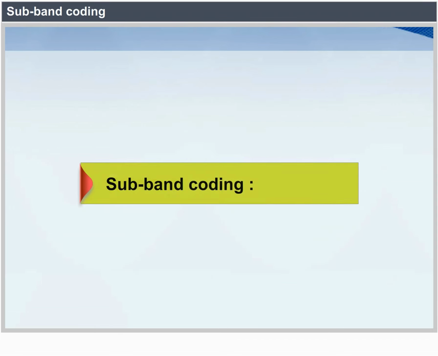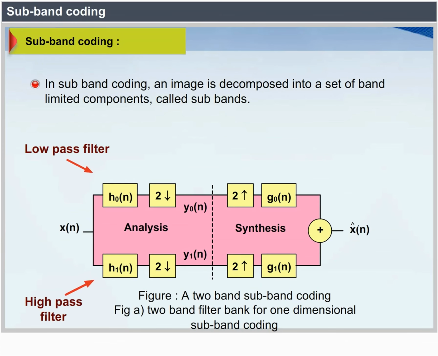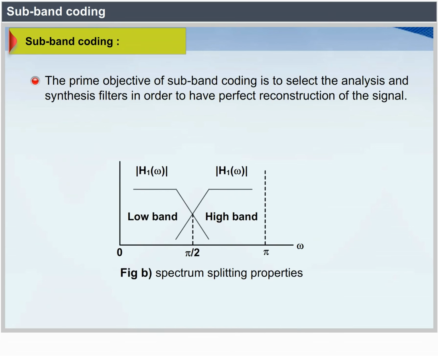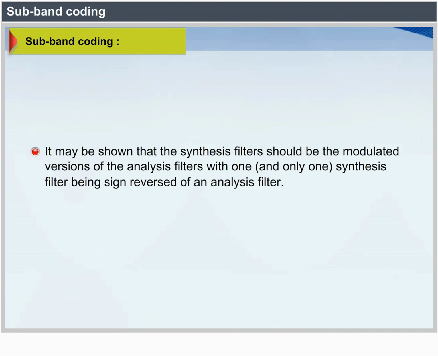Subband coding. In subband coding, an image is decomposed into a set of band-limited components called subbands. The figure shows a two-band subband coding, a two-band filter bank for one-dimensional subband coding. The goal of subband coding is to select the analysis and synthesis filters in order to have perfect reconstruction of the signal. It may be shown that the synthesis filters should be modulated versions of the analysis filters, with one and only one synthesis filter being sign reversed of an image analysis filter.